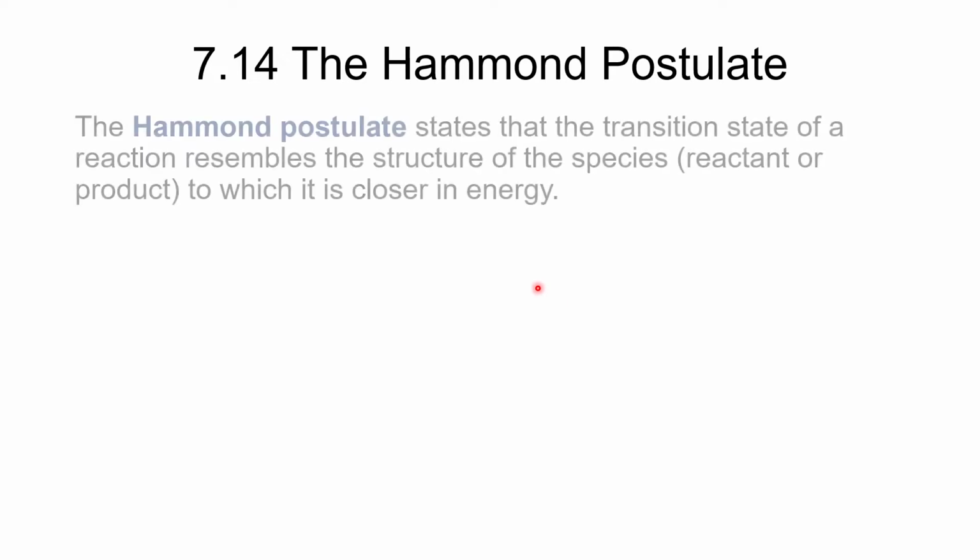So now we want to look at something that we call the Hammond Postulate. And we're going to come back to the Hammond Postulate over and over again throughout the rest of this semester and going into the second semester of organic chemistry. I don't know if it's one of the most important, but it's a very important concept in organic chemistry. We use this all the time.